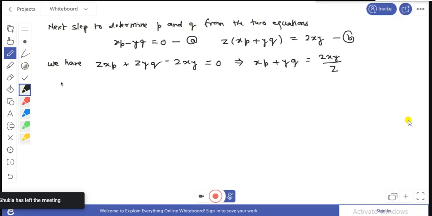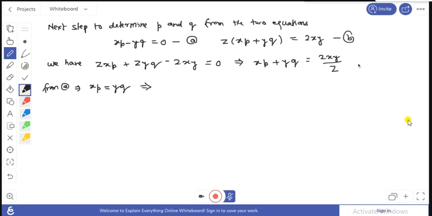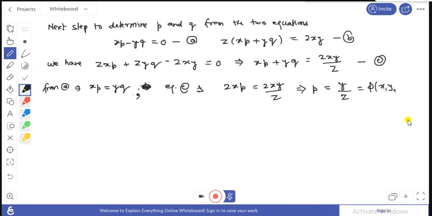From equation A we can write xp equals yq. Suppose this is equation C. If the two are the same, then 2 of xp, because yq equals xp, equals 2xy over z. So we can find p in explicit form: 2x cancel out, so this is simply y by z, which is a function of x, y, z. You can write this as x to the power 0, y to the power 1, z to the power minus 1.